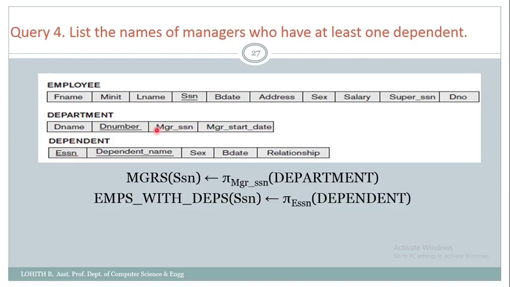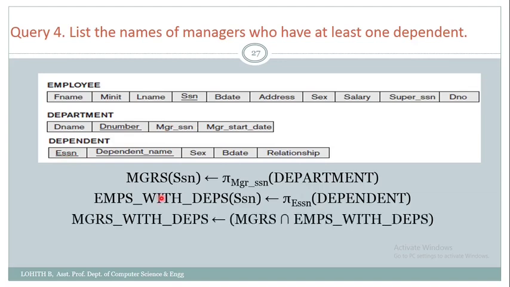So in order to get the managers as per the question, you can see it says list the names of managers who have at least one dependent. So their ESSN will be available in this dependent relation. So I can perform manager SSN intersect ESSN, which is common, which means I just retrieve those information about the managers.